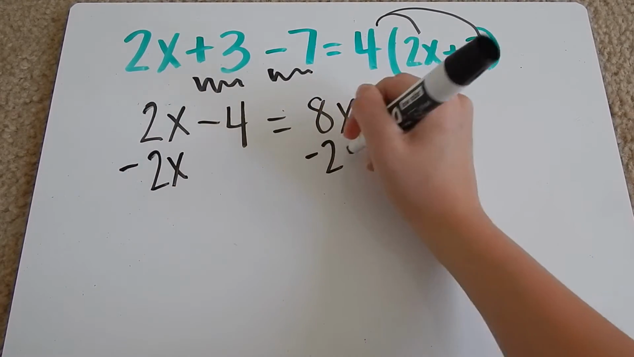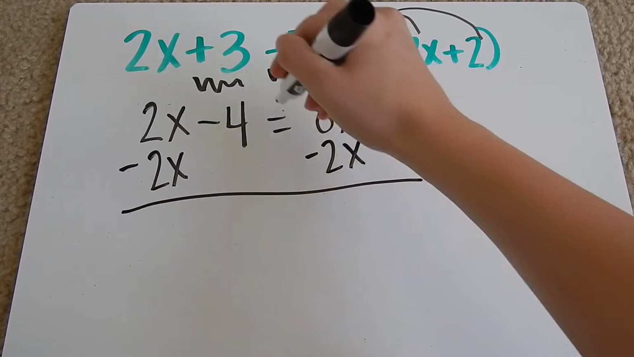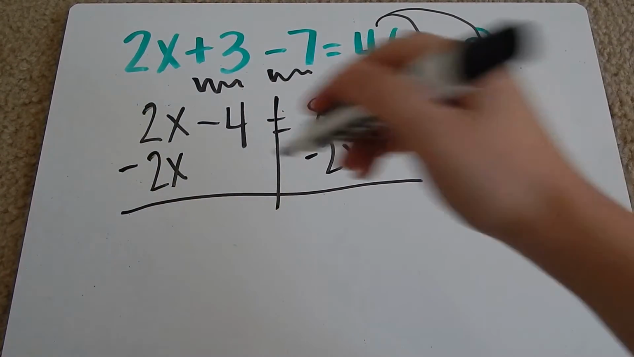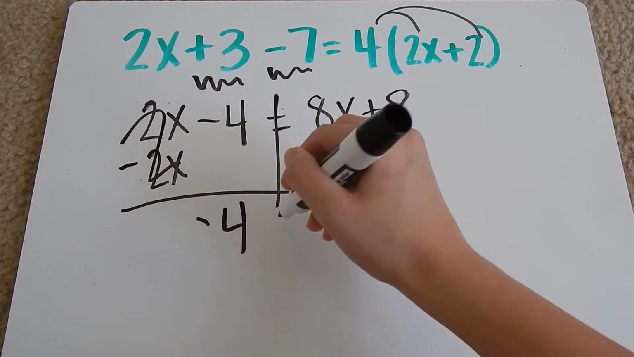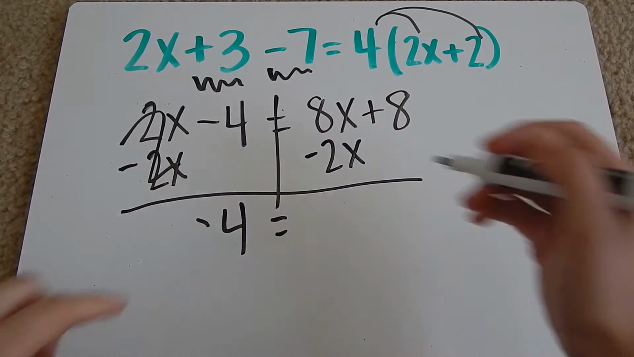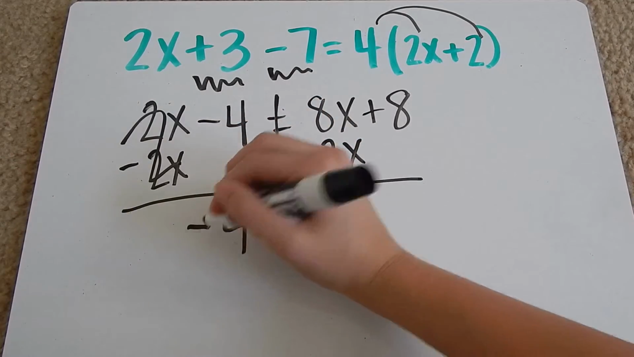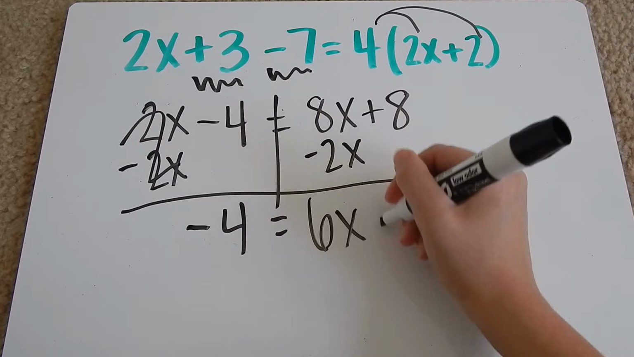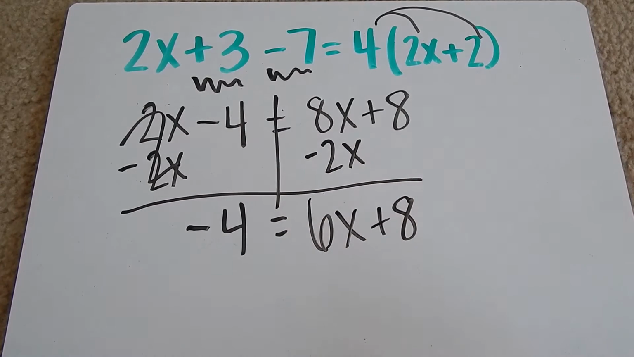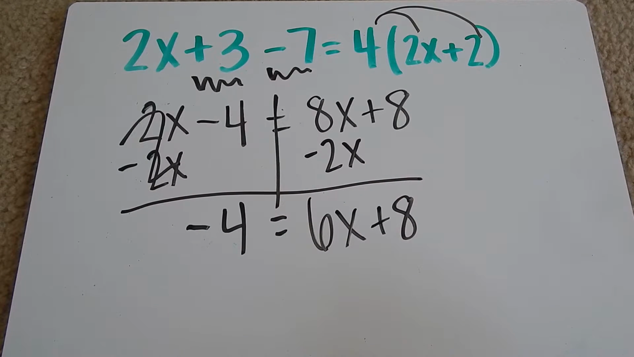I have a positive 2x on the left-hand side, so I want to subtract. The two x's are going to zero out on the left. I have negative 4. Bring down my equal sign. Let's make that negative sign a little better. 8x minus 2x is 6x. Bring down my plus 8. Then it becomes a two-step equation. We're going to solve for x.